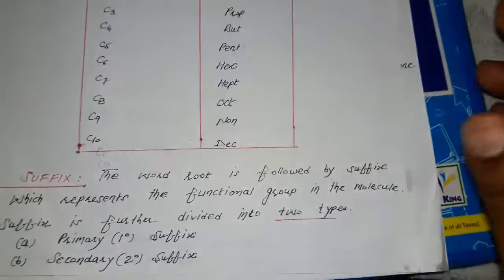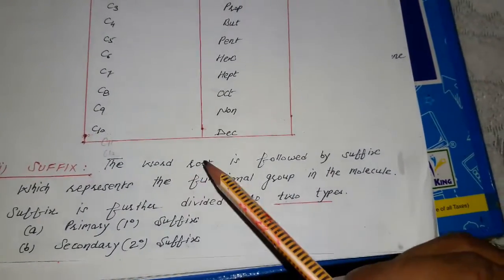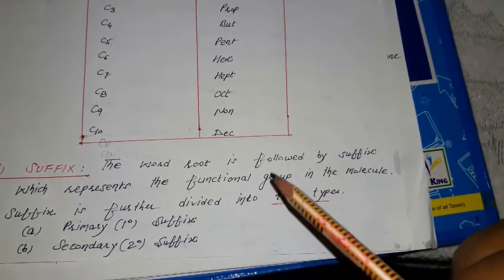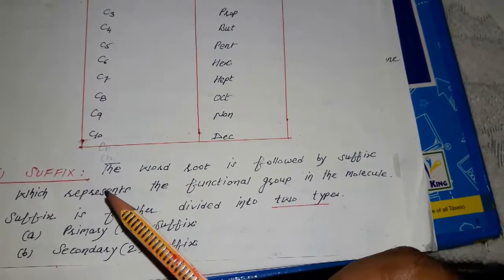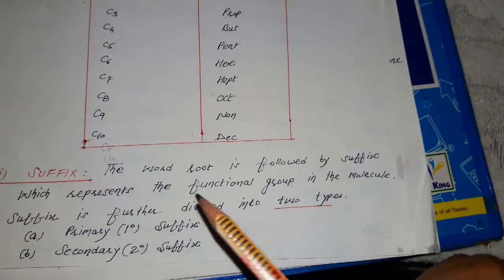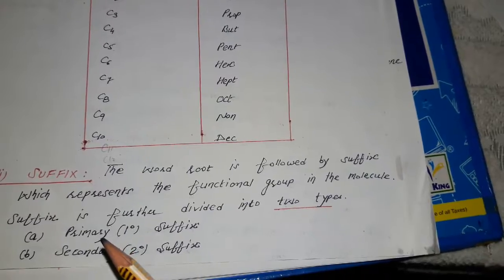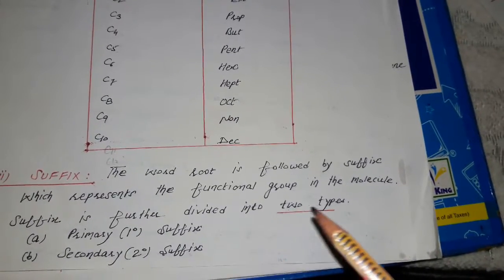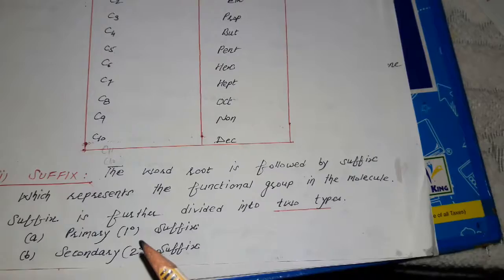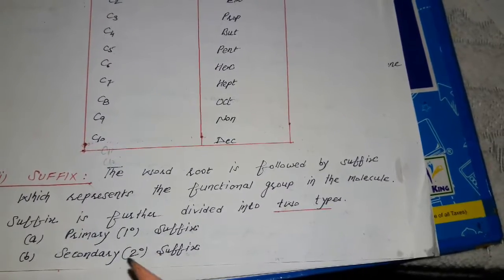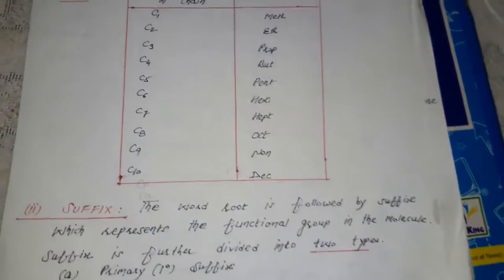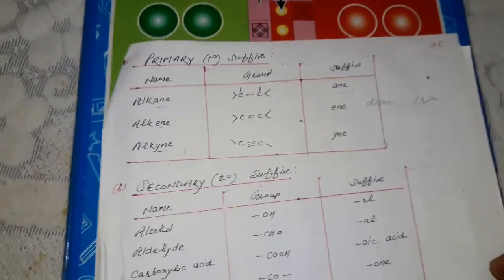So second we take suffix. The word root is followed by suffix, meaning after the word root we use the suffix which represents the functional group in the molecule. Suffix is further divided into two types, 1 degree primary and second is 2 degree secondary suffix. So first is about primary suffix.